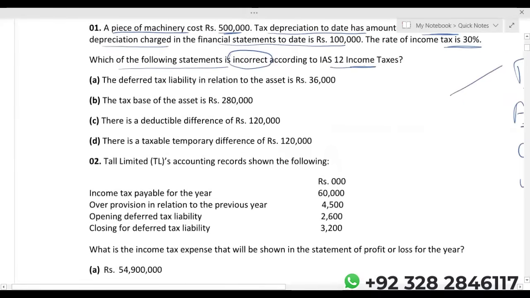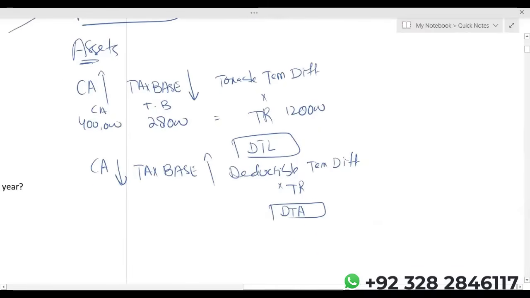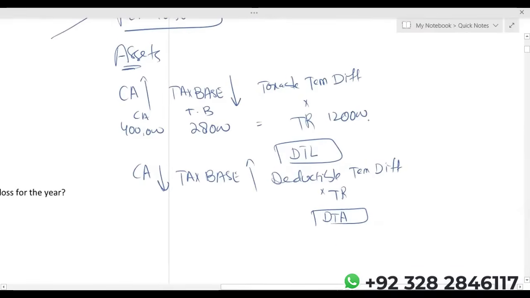Let's see the tax rate. Have they given us any tax rate? Yes, 30%. Taxable temporary difference into tax rate gives us deferred tax liability, which is 36,000. So logically, the carrying amount is 4 lakh, tax base is 2 lakh 80. Difference is a taxable temporary difference, 120 multiplied by 30%. The deferred tax liability is 36,000.